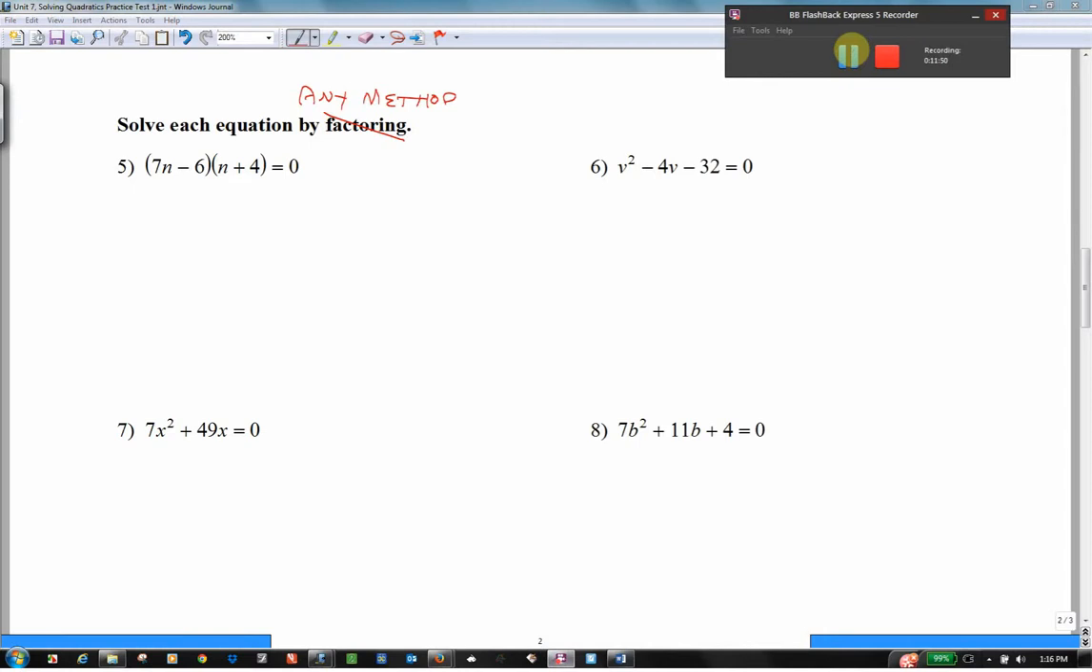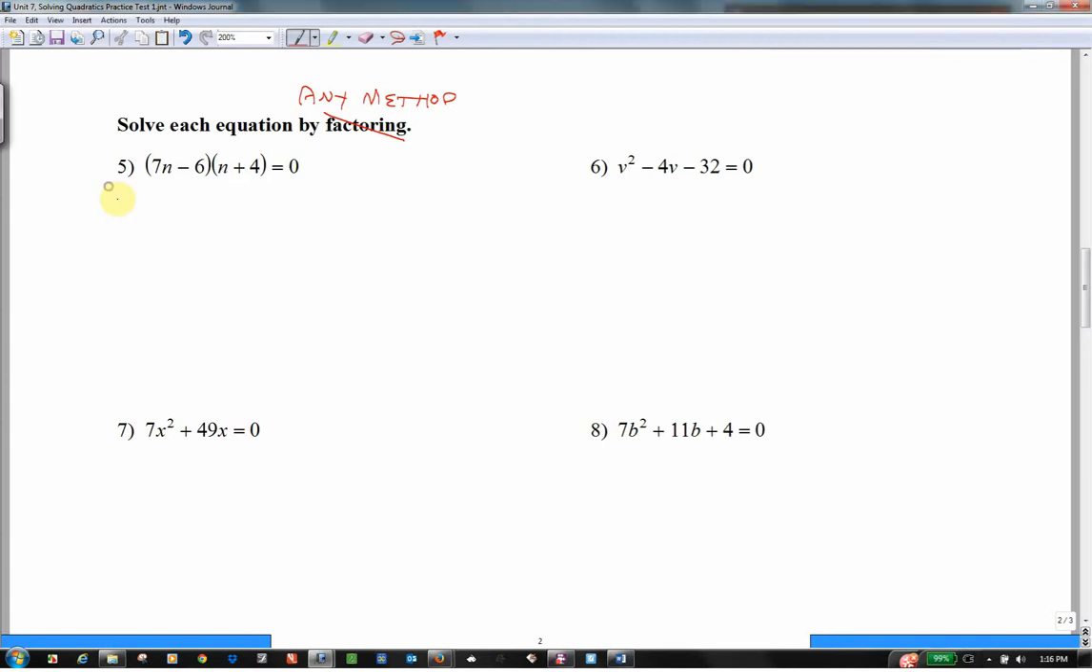Okay, so for these, I'm going to solve them in the fastest way. The first one is already factored for me. To multiply them together and then do a different method would be kind of stupid. So I'm going to go ahead and just find what would make this factor go to 0. That would be 7n minus 6 equal to 0. Move the 6 over and then divide by 7. So n is equal to 6/7. And then the other zero would be n is equal to a negative 4.